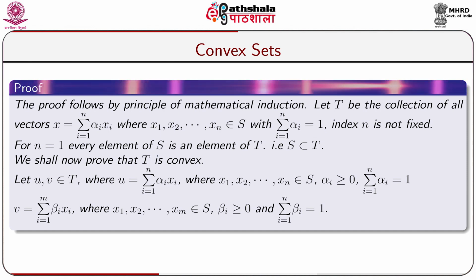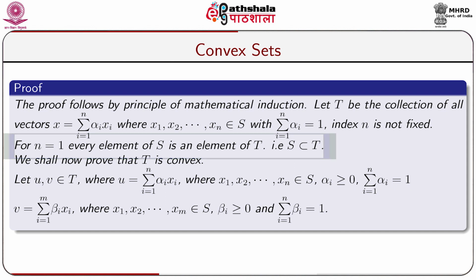The proof follows by the principle of mathematical induction. Let capital T be the collection of all vectors x equal to sigma i equal to 1 to n alpha i xi, where x1, x2, dot dot, xn belong to capital S with sigma i equal to 1 to n alpha i equal to 1, and the index n is not fixed. For n equal to 1, every element of capital S is an element of capital T, that is S is a subset of capital T. We shall now prove that capital T is convex.